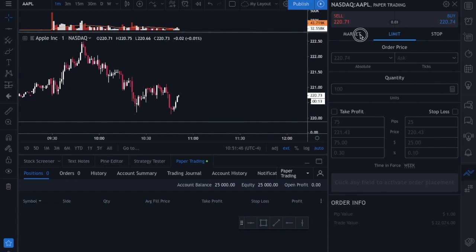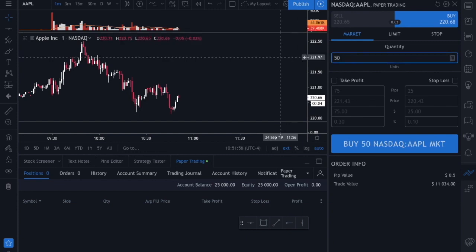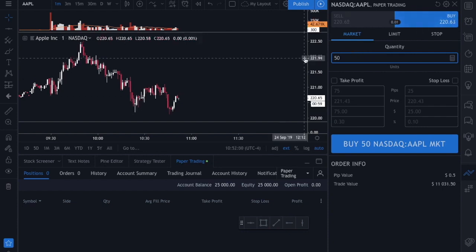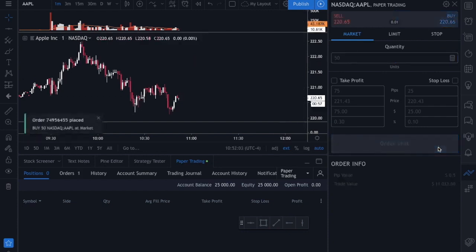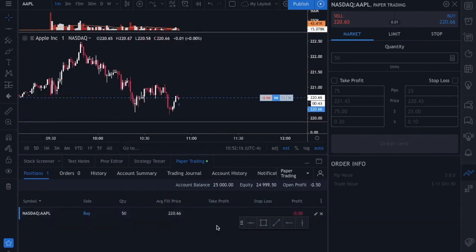So come over here, I'll click market, and then all I have to do is type in the number of shares I want. So let's say that I want to buy 50 shares of Apple. All right. All I have to do is make sure the buy is highlighted. I got my order for 50 shares, and then click buy. So since this is a market order, what this is going to do is immediately execute. It's just going to go out, get me my 50 shares, and I'm in. All right, so down here, it says that I got in at $220.66. Right now, I'm up $3.50 on the position.